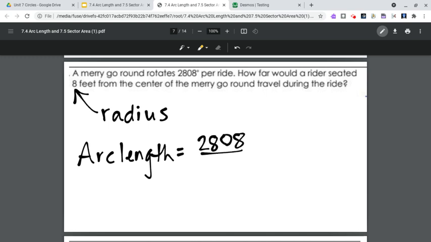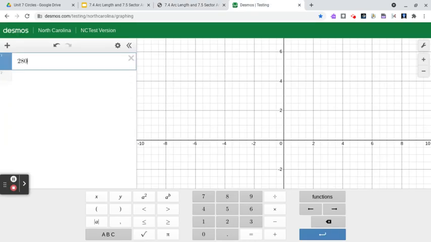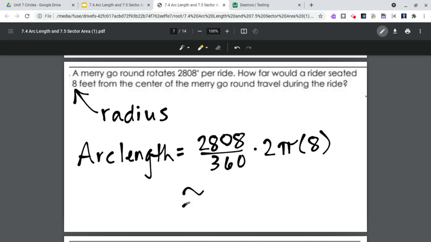2,808 over 360 times 2 pi times 8. And my answer's units are going to be in feet. I'm going to stick it directly into Desmos, exactly the way that you see it. 2,808 divided by 360 times 2 pi, and then our radius was 8 because the rider was 8 feet from the center. 392.07 feet approximately.